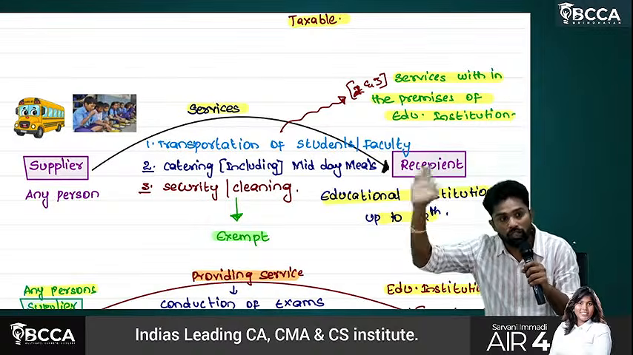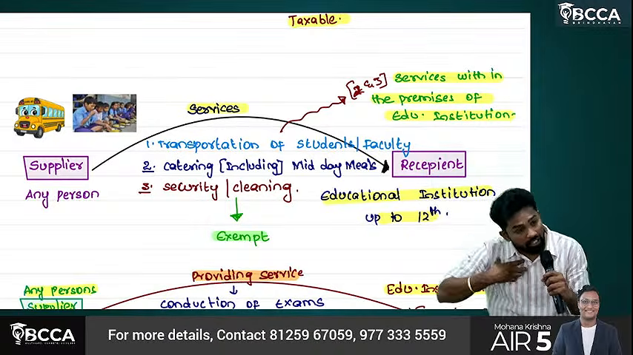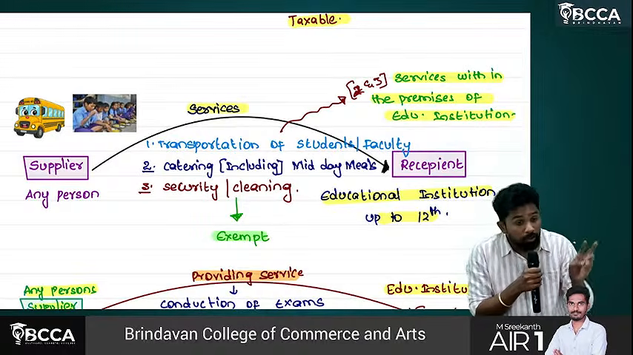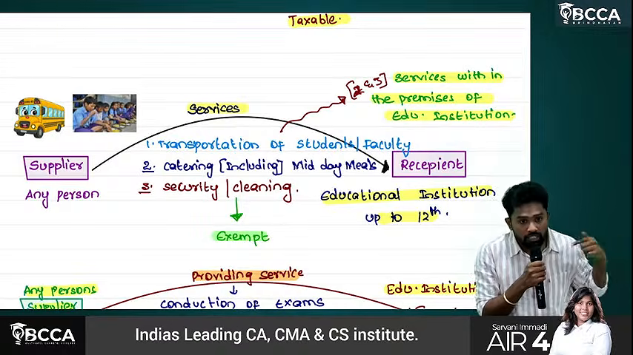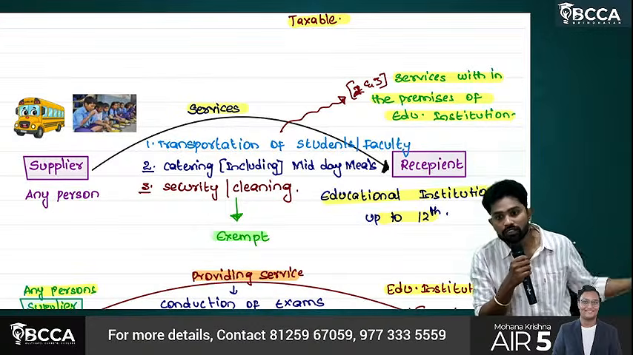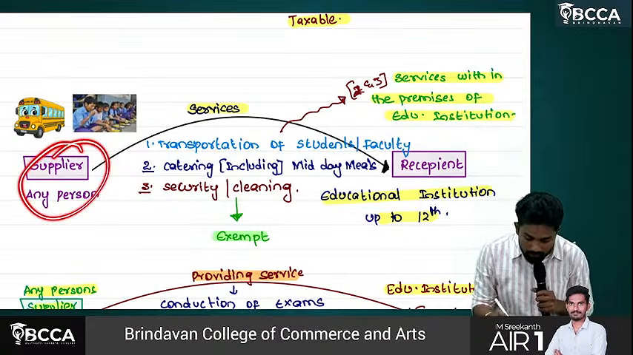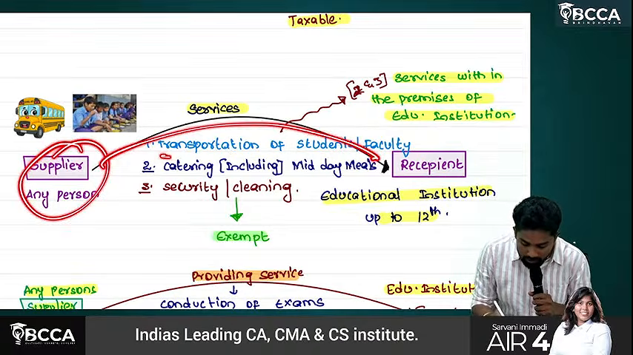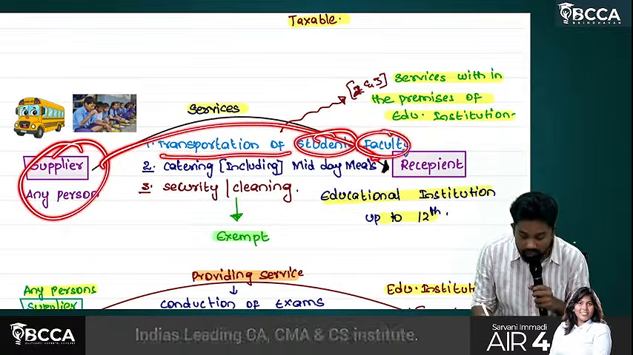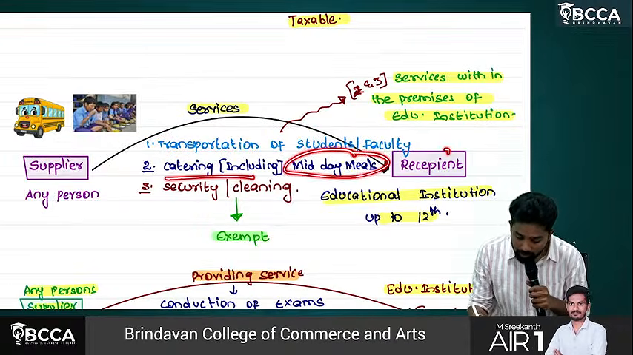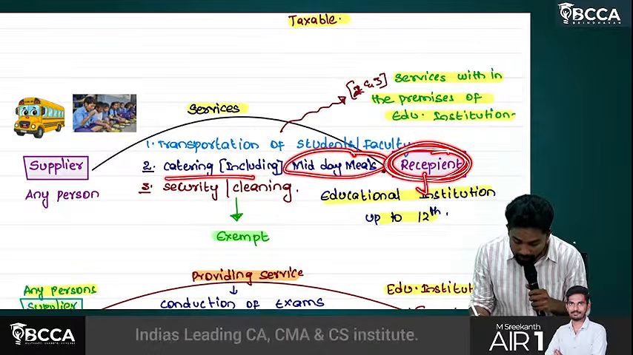Sir, when I give it to a college, taxable only. When I give it to private travels and all, taxable only. But when I give it to a school for transportation of their students, staff, faculty and all, that is exempted. See, what services does the supplier provide, sir? Transportation of students and faculty, or catering including midday meal scheme. To whom? The recipient.